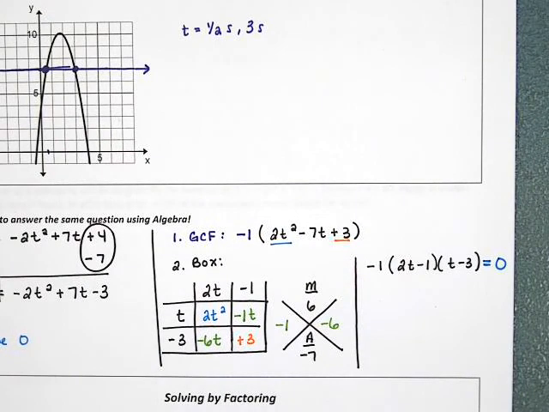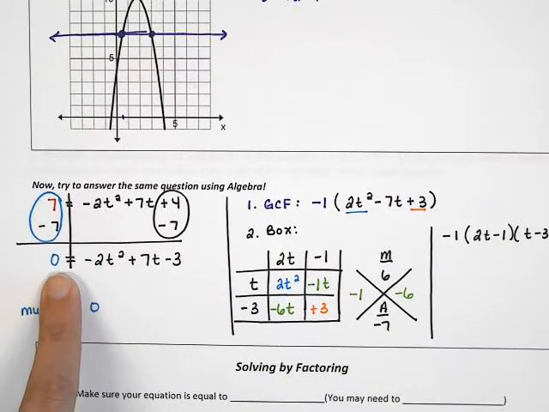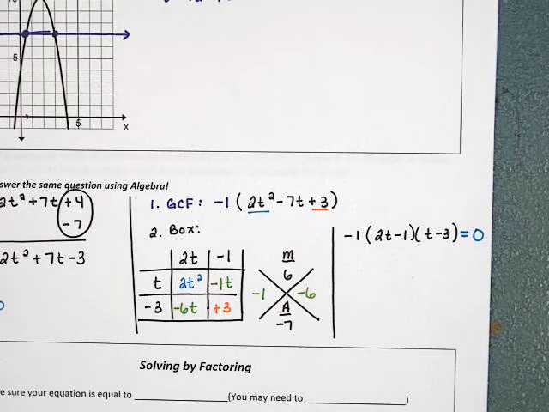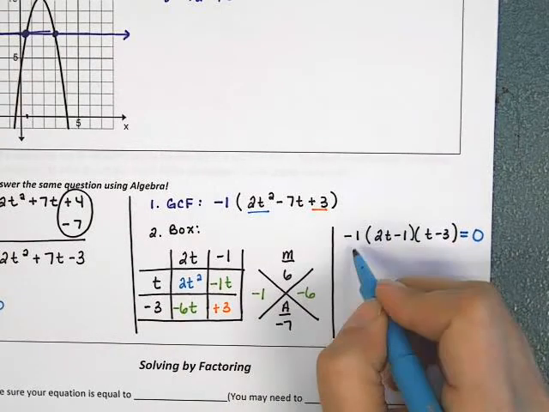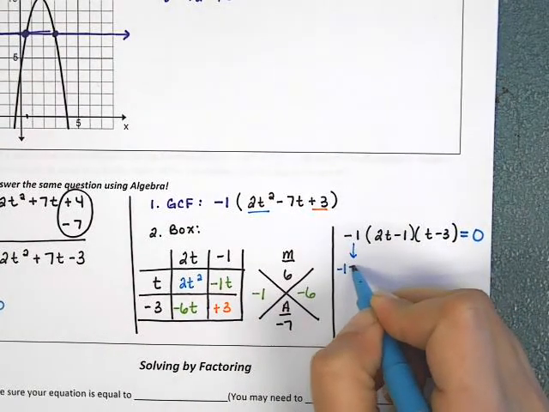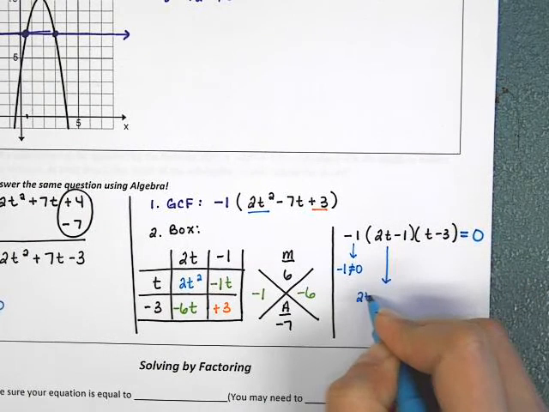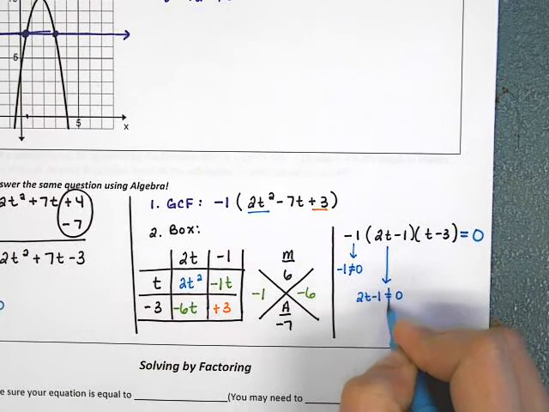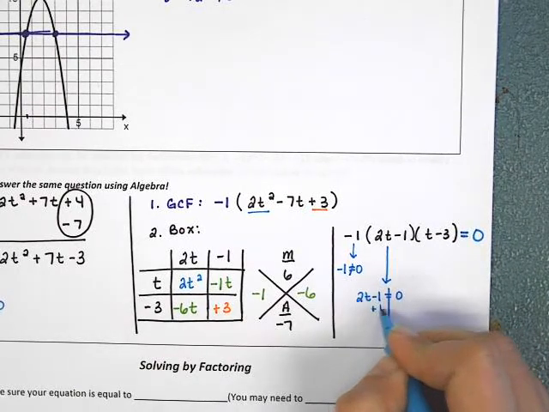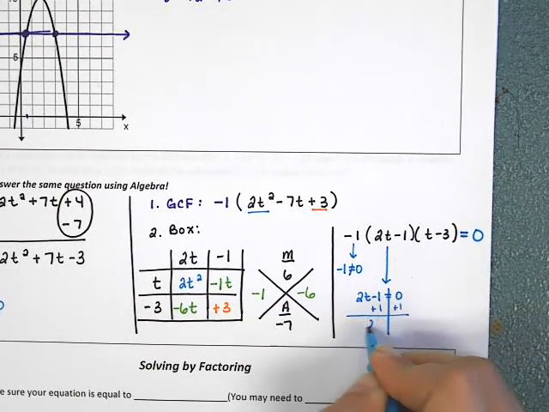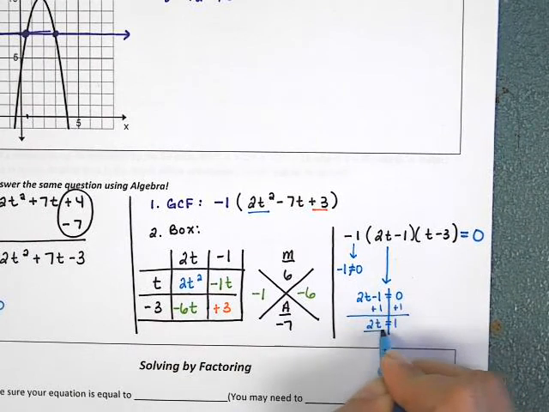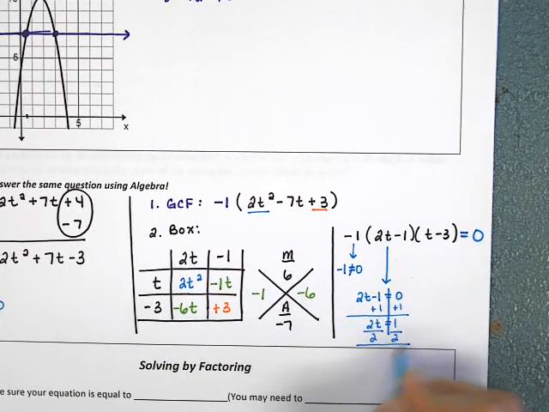And the reason it's equal to 0 is because this was a 0 over here. We were trying to solve an equation that was equal to 0. So now I just have to make each of my factors equal to 0. Negative 1 will never equal 0, so I don't really need to worry about that. 2t minus 1 equals 0 is an equation I'm going to need to solve. So I'm going to add 1 on both sides, and I'm going to have 2t equals 1. I'm going to divide by 2 on both sides, and I'm going to have t equals 1/2.